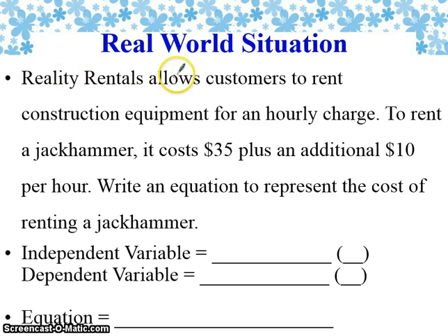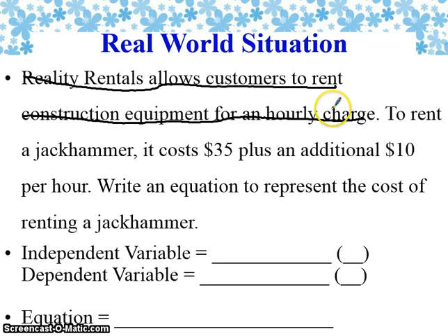Reality Rentals allows customers to rent construction equipment for an hourly charge. To rent a jackhammer, it costs $35 plus an additional $10 per hour. Write an equation to represent the cost of renting a jackhammer. So as we read this, we see that this first sentence is actually extra information, describing for us how Reality Rentals works and giving us background information. This second sentence is where we see all the keywords we need.